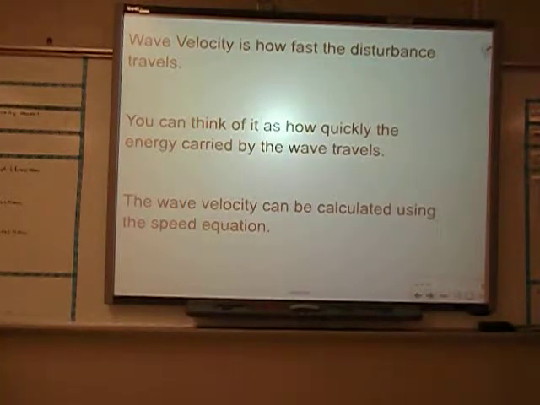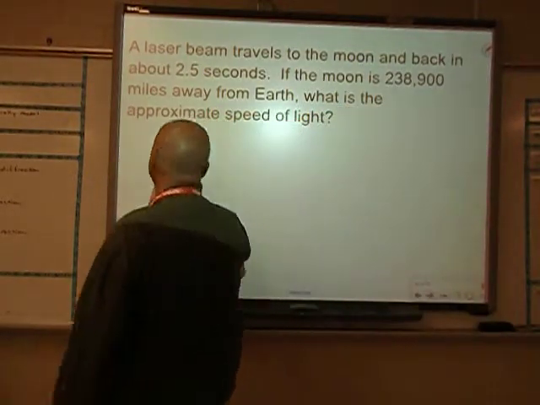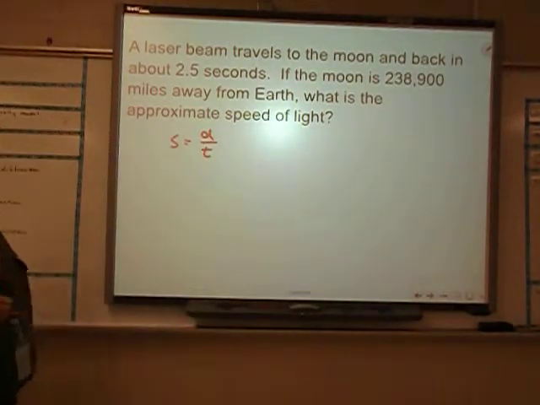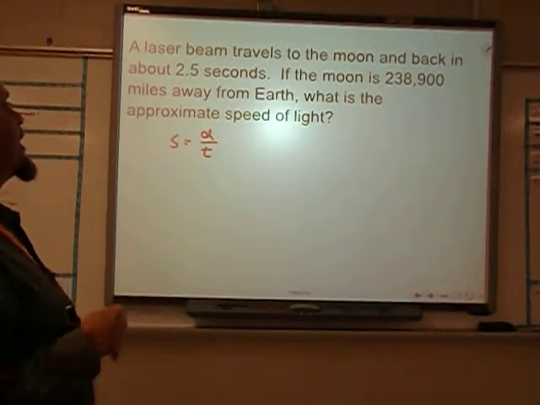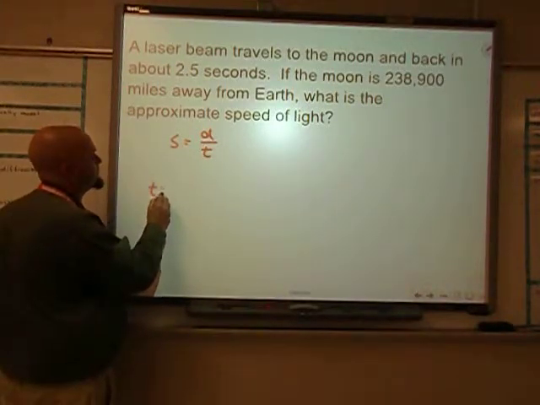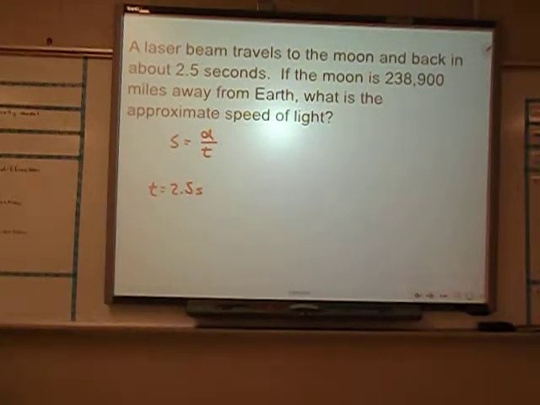We can use the plain old speed equation to calculate wave velocity. Speed equation is distance divided by time. So if we are given the distance that the wave travels, or the energy travels, and we're given the time that it travels in, we can calculate the speed of that particular wave. So a laser beam travels to the moon and back in 2.5 seconds. That's the time. The distance to the moon is 238,900 miles.